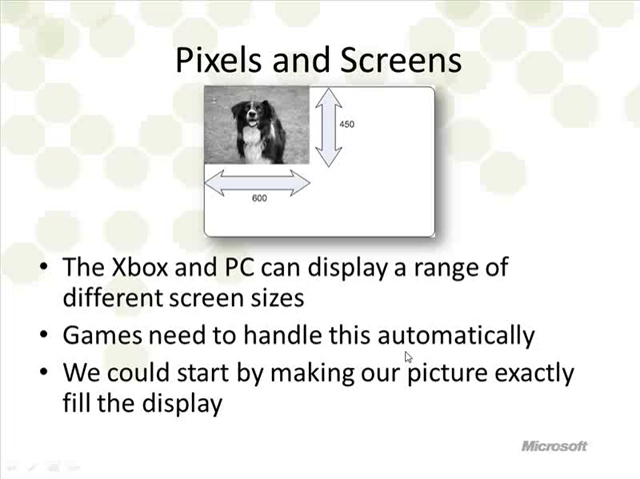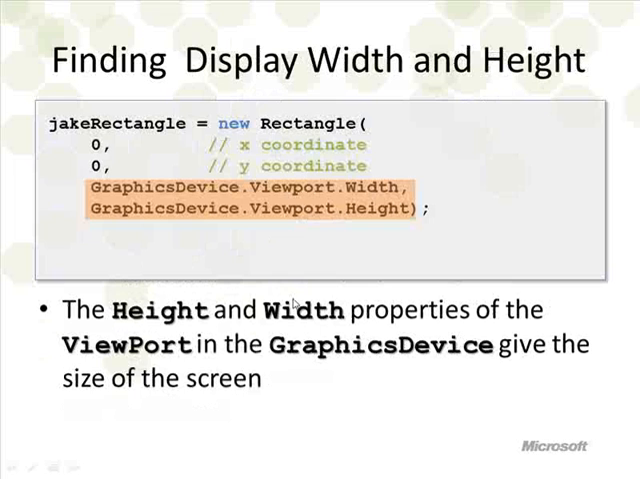some devices have different screen sizes depending on the monitor and the television. XNA lets you pick between different types of HD and all kinds of stuff. Games need to handle this automatically. They have to magically figure out how big the screen is and scale things accordingly. And it turns out this is quite easy to do, because the graphics device, which is the thing driving the screen, has a viewport member which exposes a width property which tells you how many pixels wide the screen is, and it also has a height property which does the same thing but for the height. So I can use these two numbers to make a rectangle which actually fits the screen perfectly.